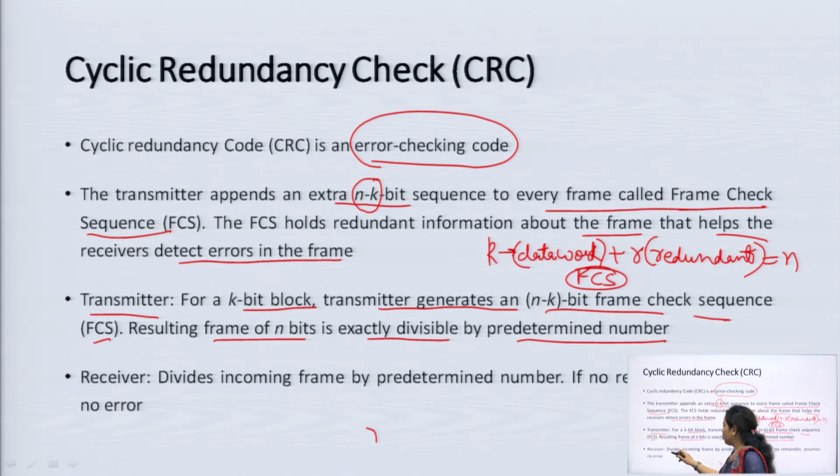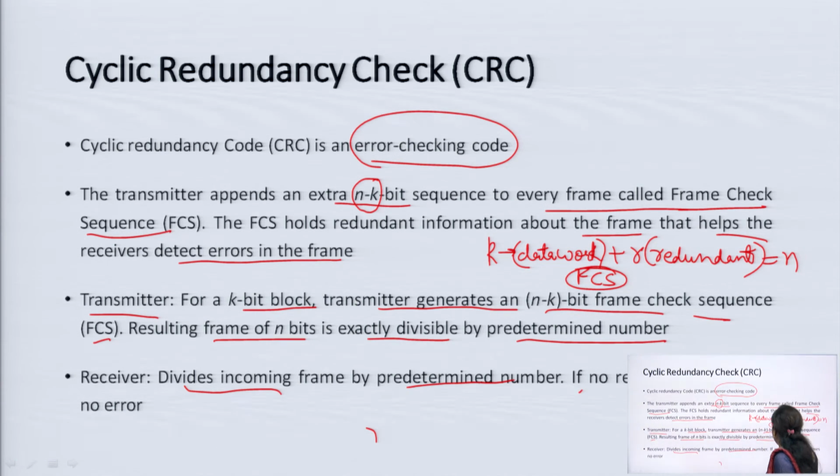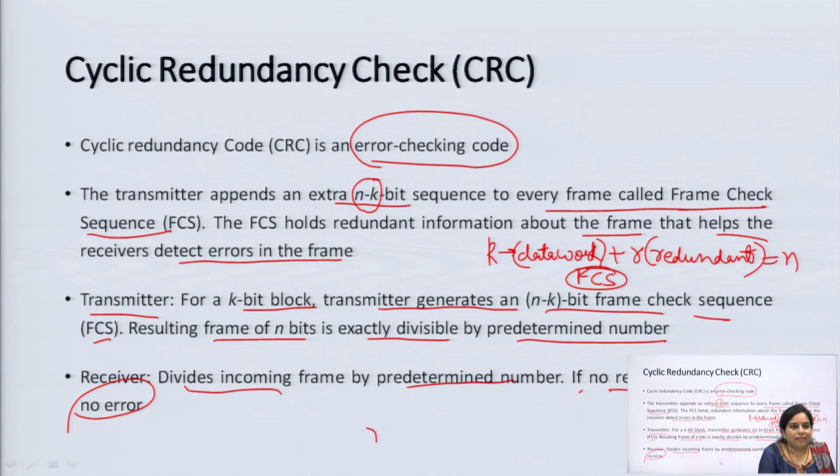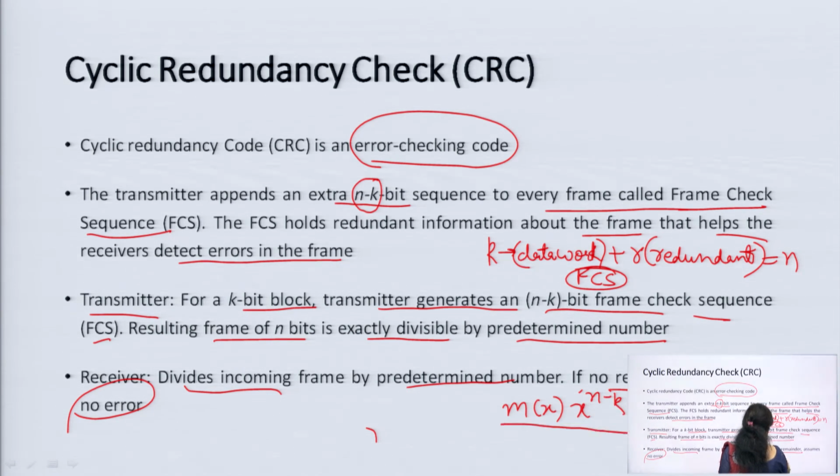Now, next is the receiver. It will divide the incoming frame by the predetermined number. If no remainder is there, then it will assume that no error has occurred. What we have seen in the previous slide also is how the parity check matrix, denoted by H, will work. If I divide m(x) x to the power n minus k by g(x), the generator polynomial, and if the division results in remainder equal to 0, then we can say at the receiver side that no error has taken place. So, this is the cyclic redundancy check that has been used for error checking.